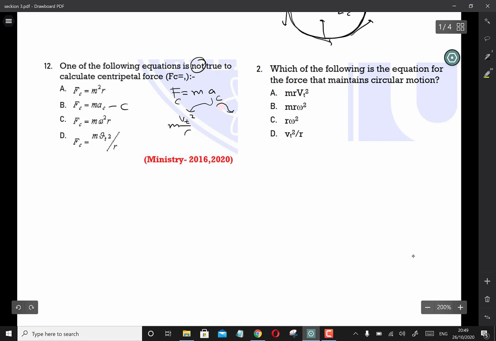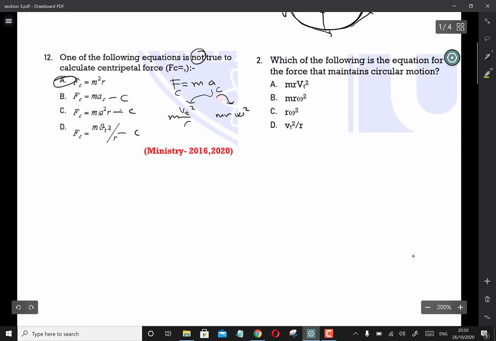Or instead of ac you can write r omega squared. So it becomes m r omega squared. So m r omega squared, this is correct. m vt square over r, this is also correct. So this is the incorrect one. A is incorrect.